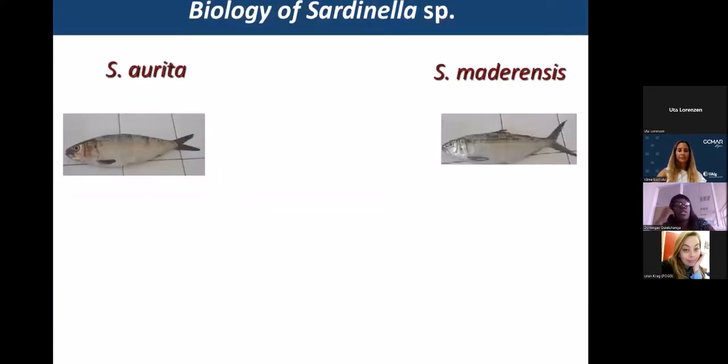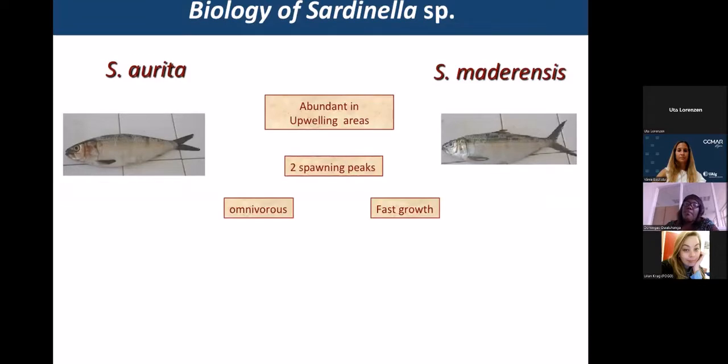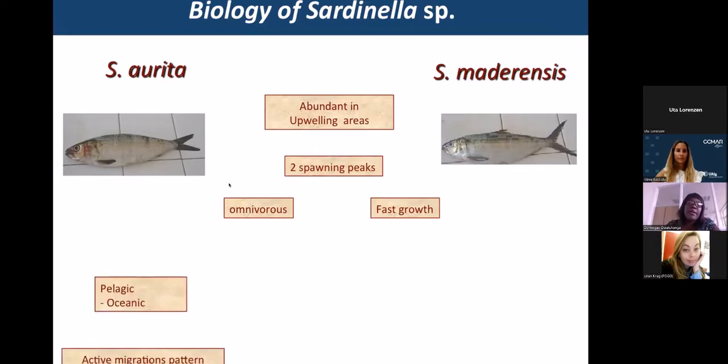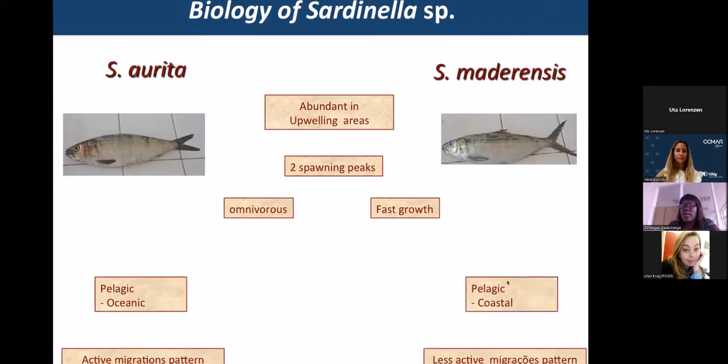In terms of biology, those species share some common biological and ecological features. They are both abundant in upwelling areas. They have the same reproductive strategy, with two spawning peaks per year. They both feed on phytoplankton and zooplankton, and both are fast-growing species. However, Sardinella aurita seems to be more oceanic, and Sardinella maderensis is a coastal species. In terms of migrations, Sardinella aurita shows active migration patterns, while Sardinella maderensis shows less active migration patterns.